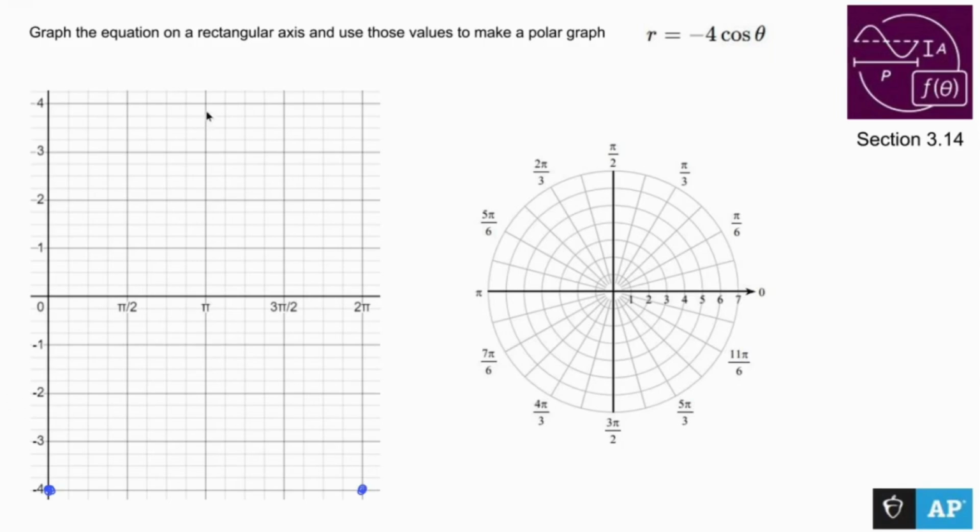Period is 2 pi, so it repeats right here. You're going to peak out at 4 because there's no midline to worry about. So it's going to peak out there. You're going to be at 0 at pi over 2 and 3 pi over 2, so we work our way up. We're going to peak out here, come back down, and then bottom out here.